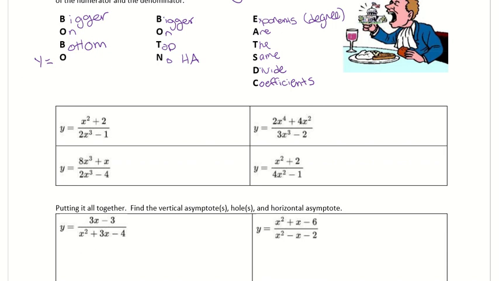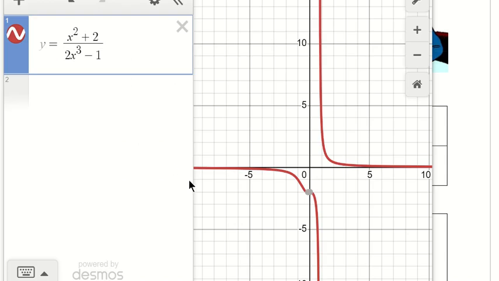So this first example, let's look at the degrees. We've got a degree of 2 and a degree of 3. So that is bigger on the bottom. So this is a Bobo. It's bigger on the bottom, and that means that the horizontal asymptote is at y equals 0. So here the proof is in our graph. We can clearly see that there is a horizontal line at a height of 0.